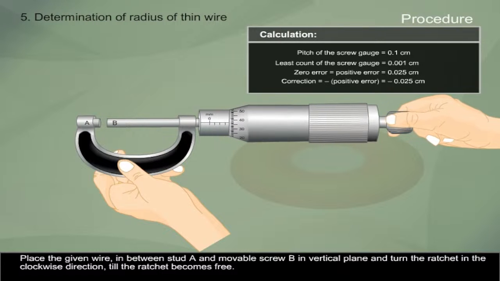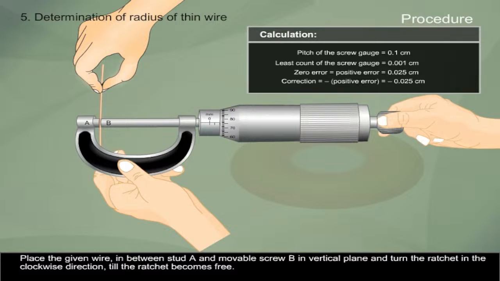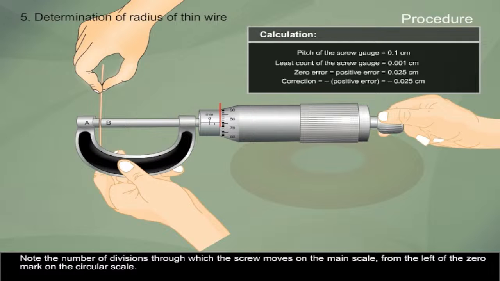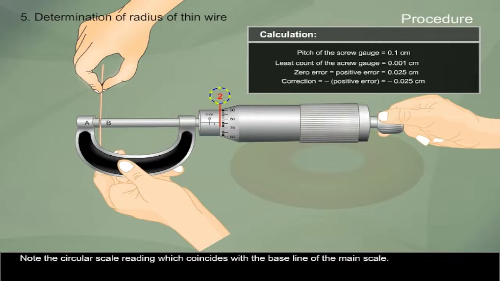Place the given wire in between stud A and movable screw B in vertical plane and turn the ratchet in the clockwise direction till the ratchet becomes free. Note the number of divisions through which the screw moves on the main scale from the left of the zero mark on the circular scale.